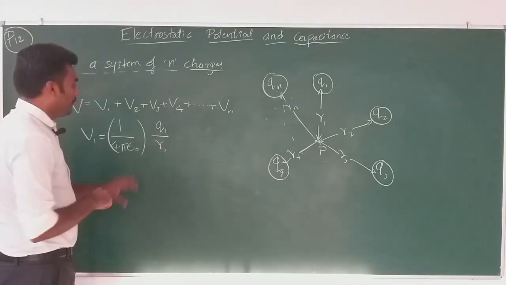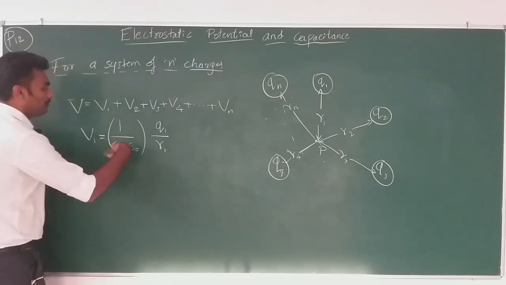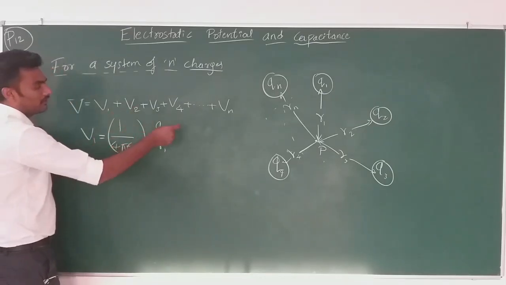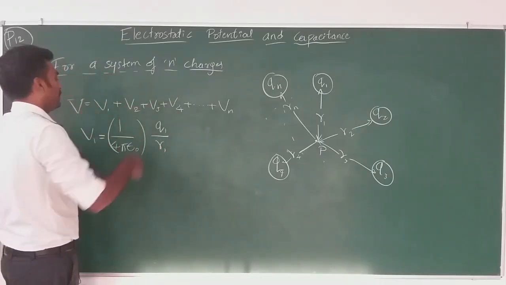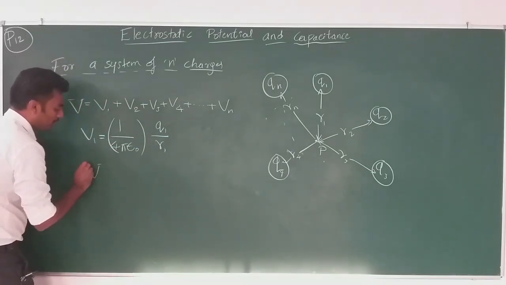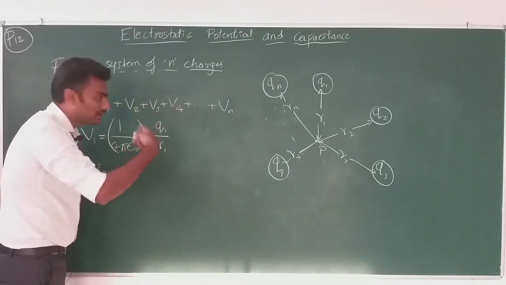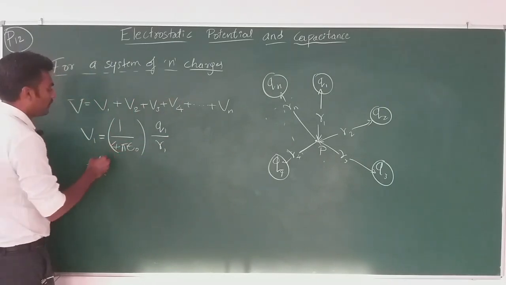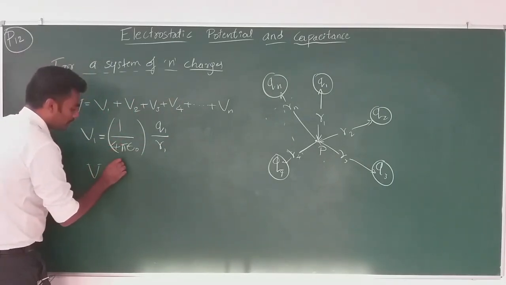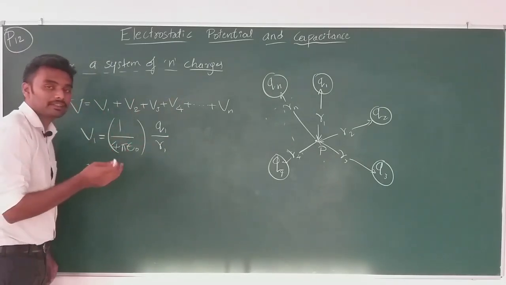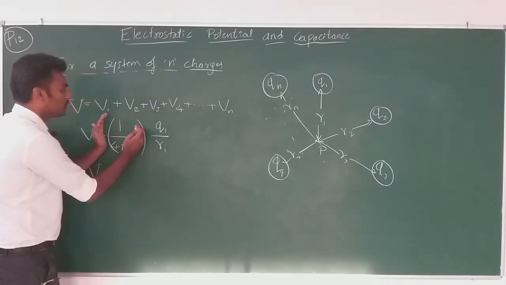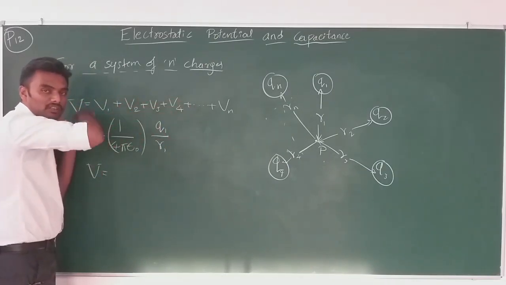Now, if I put the expressions of V2, V3, V4 written similarly into this equation, the net potential due to all the charges put together is equal to V1 plus and so on. Okay, I'll directly write it in summation form. 1 by 4 pi epsilon naught is common from all the terms, right?